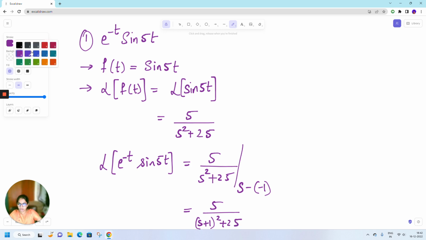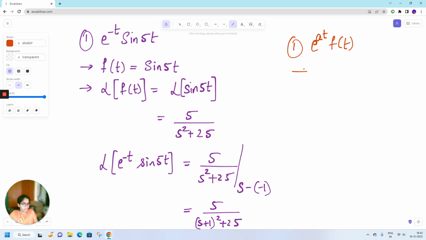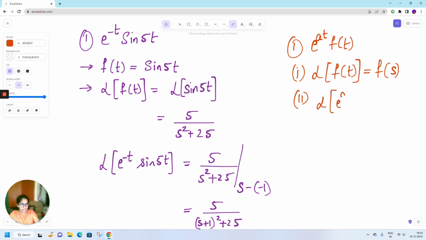So what is the first step in shifting property? We have a function in the form of e power at into f of t. So the first step is, you identify f of t in the given question and then find its Laplace. After finding Laplace, you would get F of s. Agree? So the second step would be, wherever you have F of s, replace it with F of s minus a.